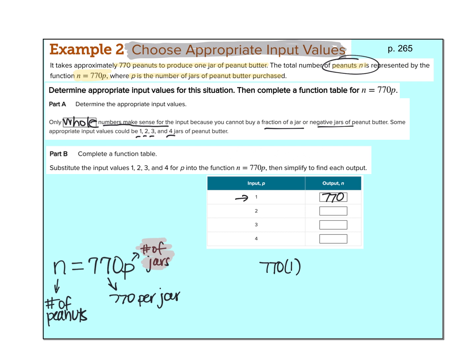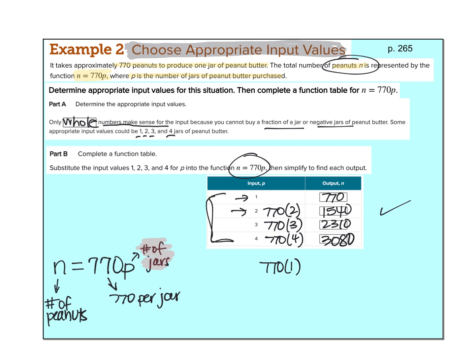There's my output. Now let's come to 2. So I'm going to do 770 times 2. Then I'll do 770 times 3. I'm just using this equation right here. And then 770 times 4. And I will get my outputs. All right, if you do that, you'll get 1,540. Then you'll get 2,310. And 3,080, as long as I did that correctly. I'm using my phone calculator, so hopefully I did. And you just made a function table using appropriate values for the number of jars for the inputs.